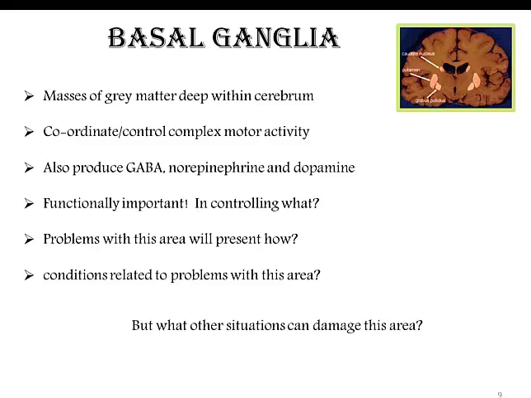Conditions related to problems with this area include Parkinson's, Huntington's, Wilson's, and etc. But any of the following conditions can also damage the basal ganglia: a stroke, metabolic causes such as drug overdose, liver disease, multiple sclerosis, and infections.